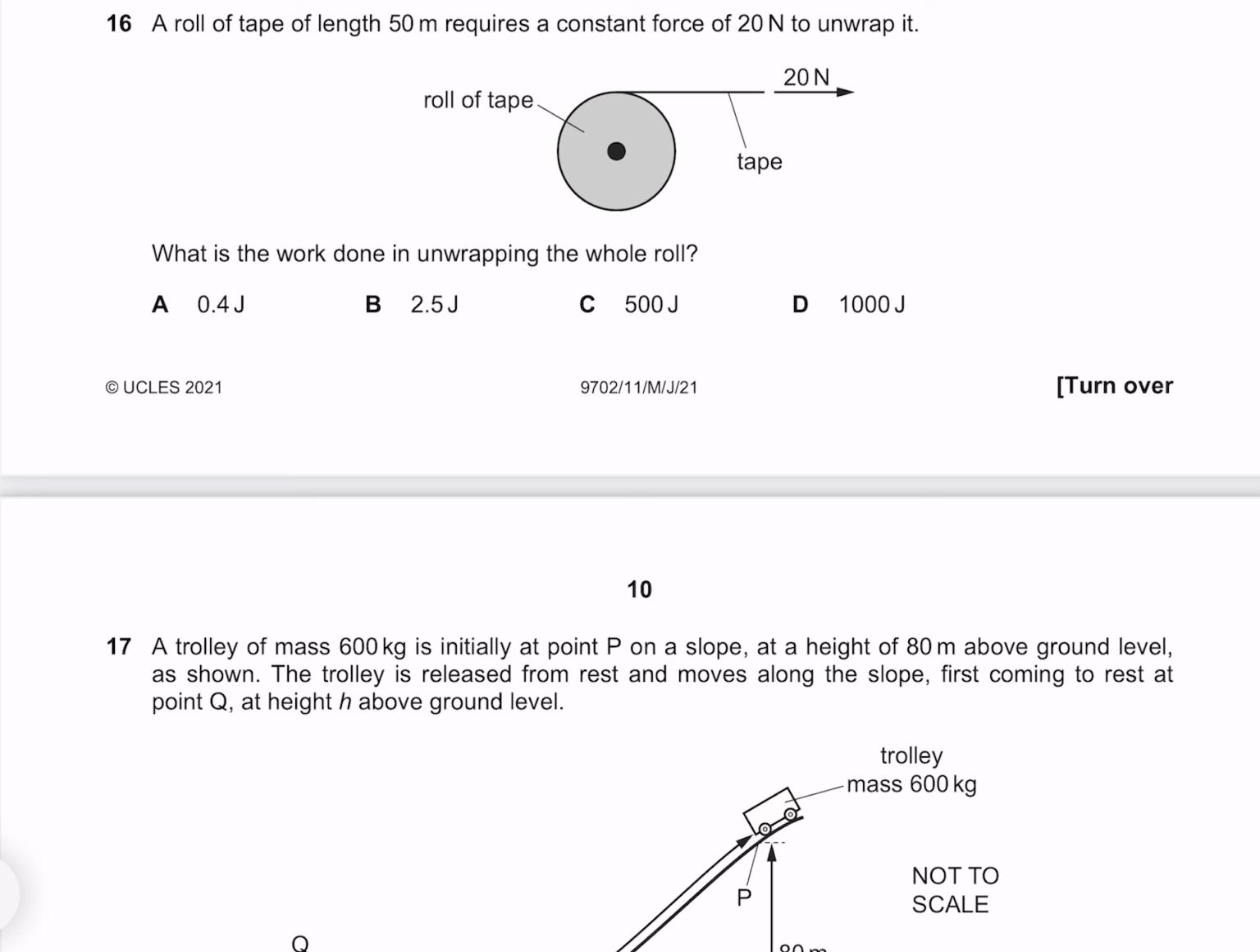A roll of tape of length 50 meters requires a constant force of 20 newtons to unwrap it. What is the work done in unwrapping the whole roll? Work is force times distance, our force is 20, and our distance is 50, which gives us 1000 joules, so our answer must be D.